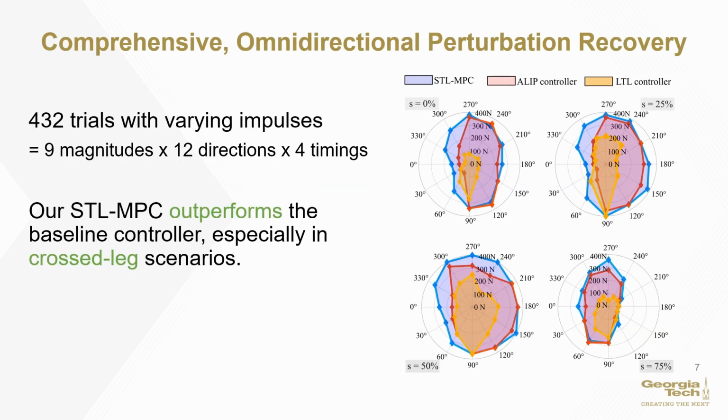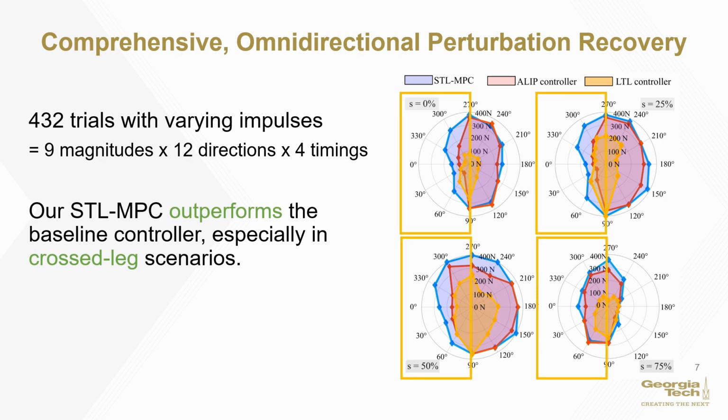We conduct a comprehensive perturbation recovery experiment and simulation. The Cassie robot is subjected to impulses with varying magnitude, direction, and timing. The plots on the right show that our STL-MPC can endure larger impulses than baseline methods, which are an A-lip controller and a linear temporal logic-based controller, especially in crossed-leg scenarios as indicated by the left half of the graph.